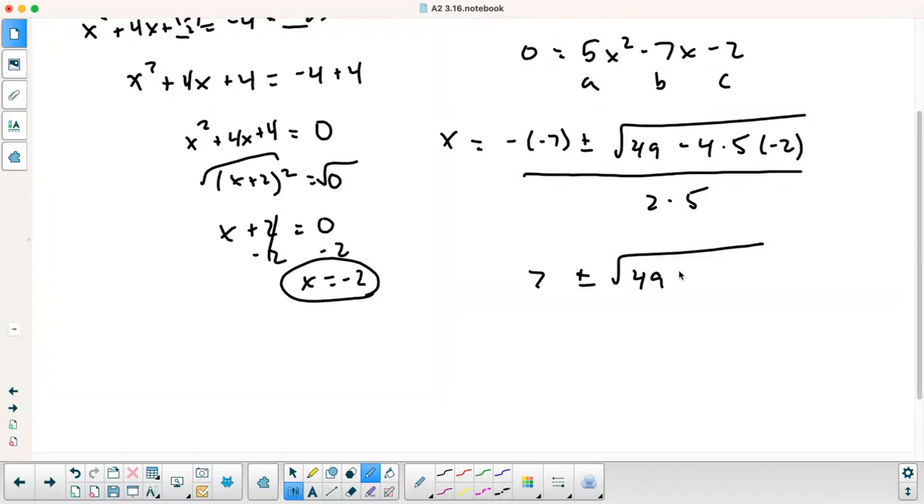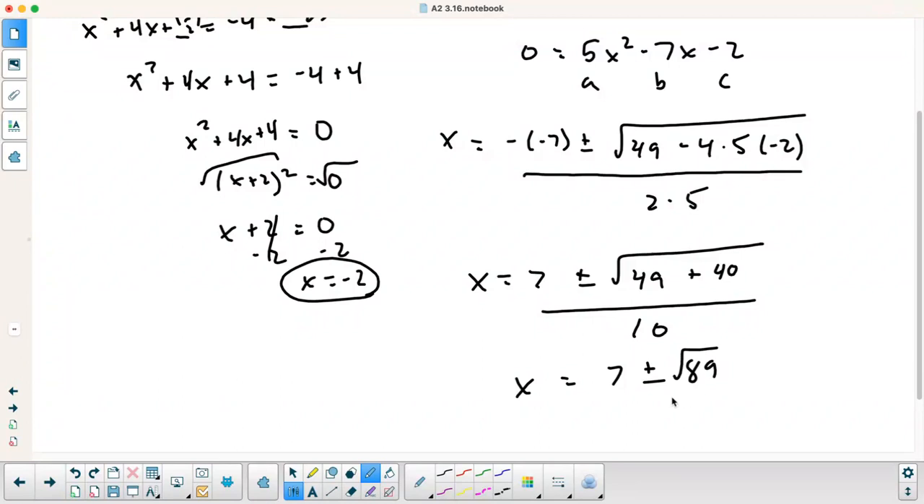So this is going to be a positive because I have two negative signs. Negative 4 times 5 times negative 2. So this is, whoops. So this is plus 40, all over 10. And that's 89. I don't think there's any perfect squares that go into 89.